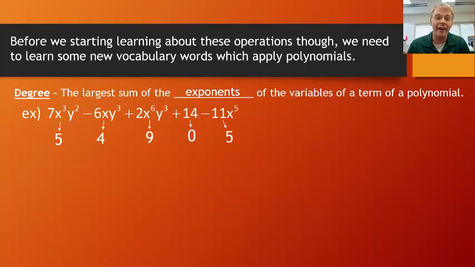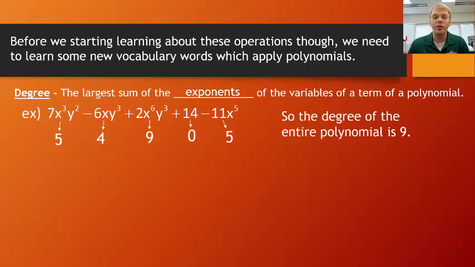Now, we don't add the degrees, we look at the largest degree of any of those terms, and that's going to represent the entire polynomial there. So, the degree of this entire polynomial is 9. All right, so that's going to be a word we're going to be using a lot, not only in algebra going forward, but when you get to AAT and you start working with polynomial functions, the degree will be an important word to be aware of and understand there.